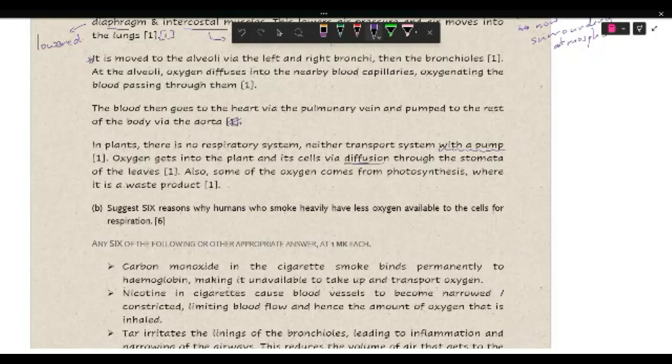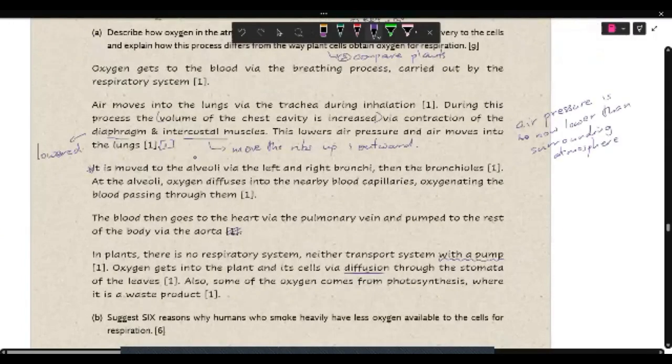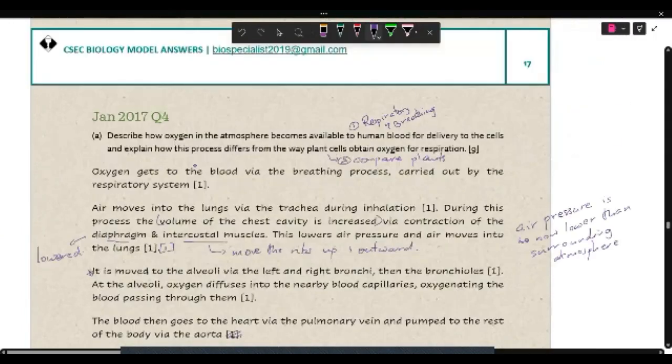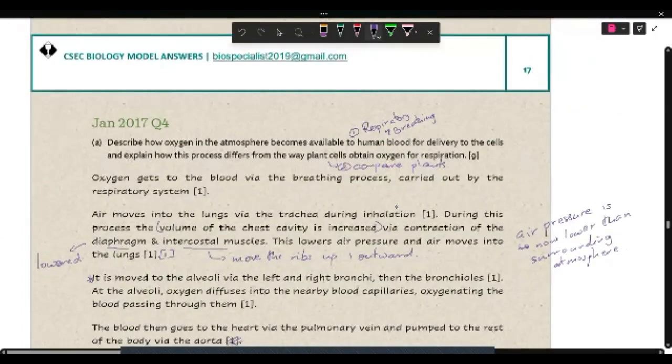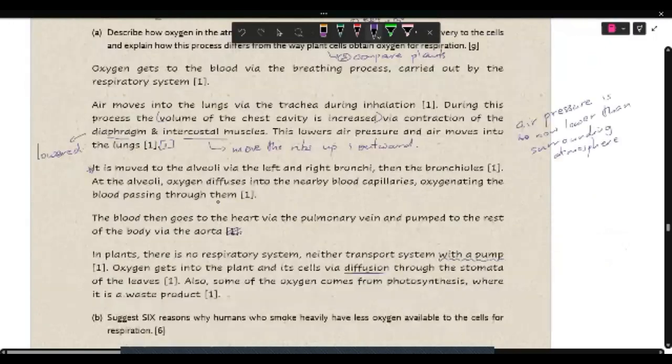And those are your 9 marks, right? Remember, we moved this mark up. Right? So we have 9 marks: 1, 2, 3, 4, 5, 6, 7, 8, 9. And there you go.